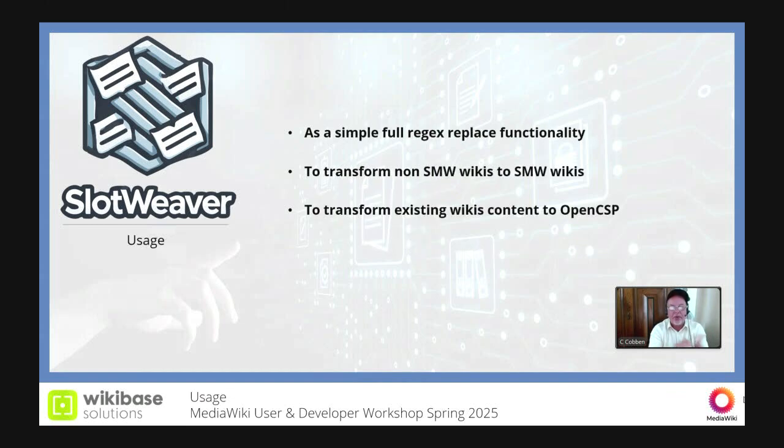You can use SlotWeaver as a simple full regex replace functionality. We already have ReplaceText, which is an extension, and basically you could do the same with this as well. But what you can also do is, if you have a standard MediaWiki website and you want to turn that into a Semantic MediaWiki website, then you will need to start editing all your pages because you want semantic data on the pages, you need to define those, etc. You can use this tool to do it for you. And same thing for OpenCSP, and I'll explain that a little bit in the next slide.